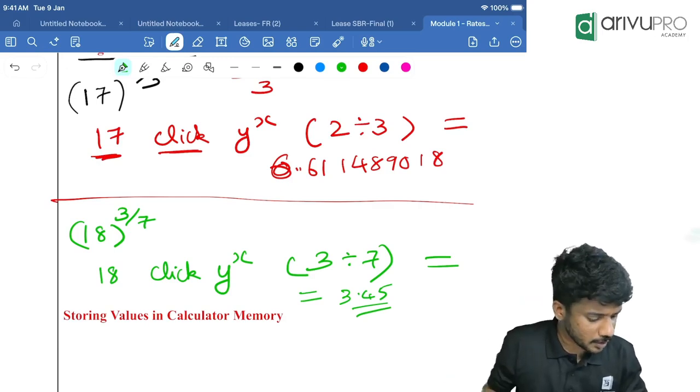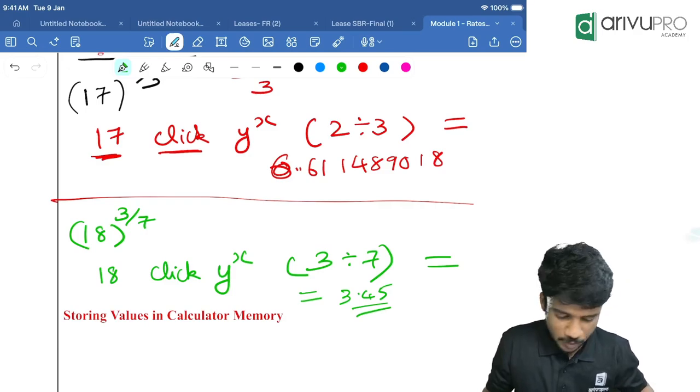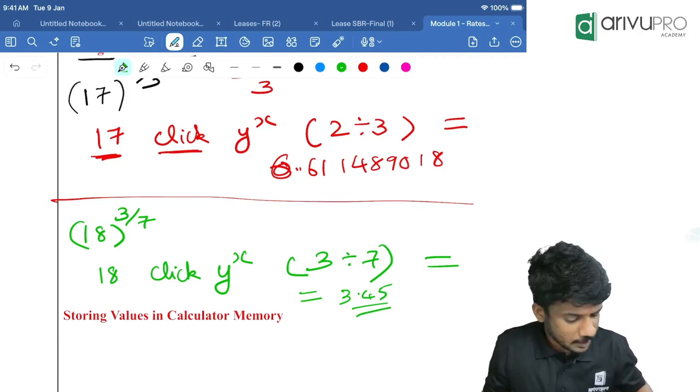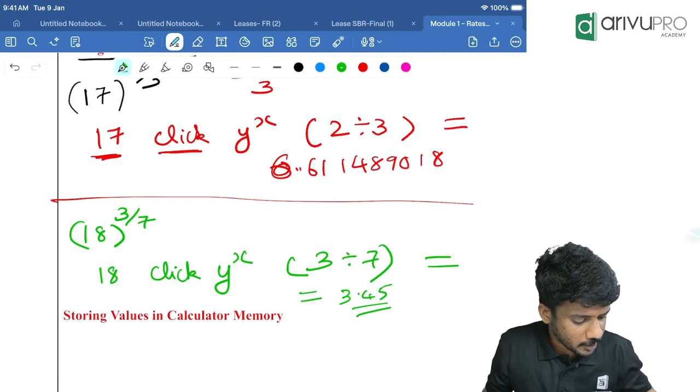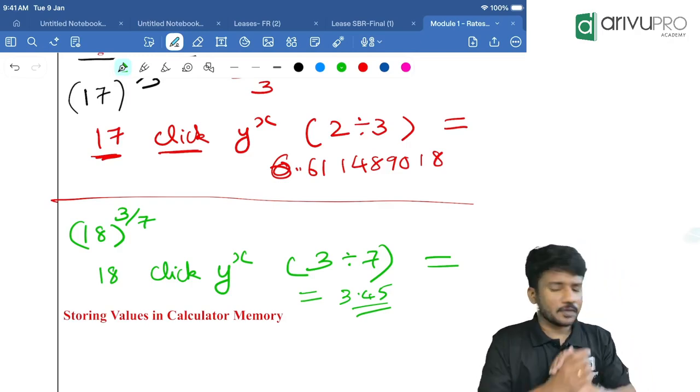Let me check once again and confirm with you. 3.47, or wait a second. You type 18, then click y raised to x, then put the bracket, then 3 divided by 7, then close the bracket, then click equal to. 3.5. Yes, done.